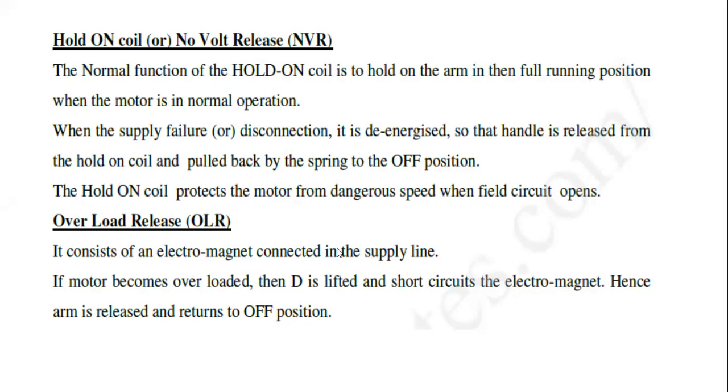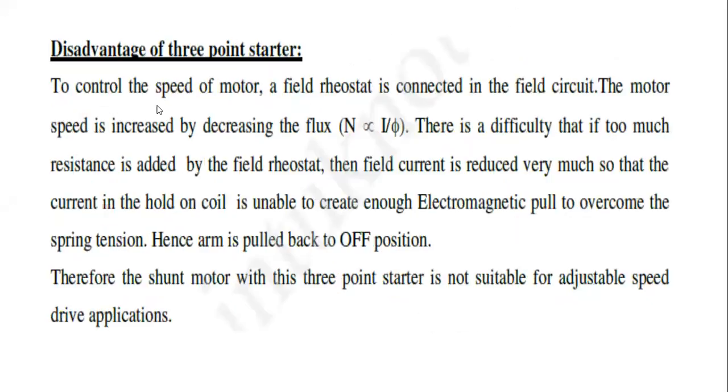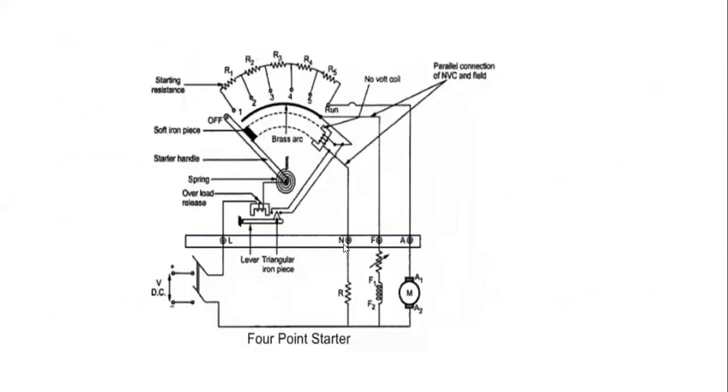Next, coming to the overload coil. What is the purpose of the overload coil? It consists of an electromagnet. If the motor becomes overloaded, then the plunger is lifted and short circuits the electromagnets. Hence the arm is released to the off position.